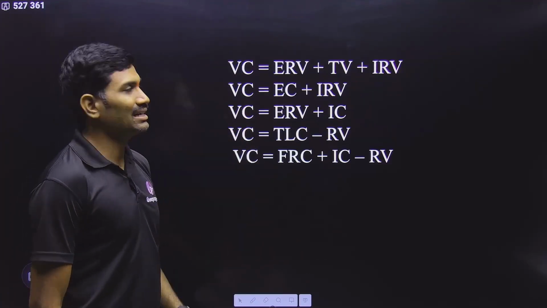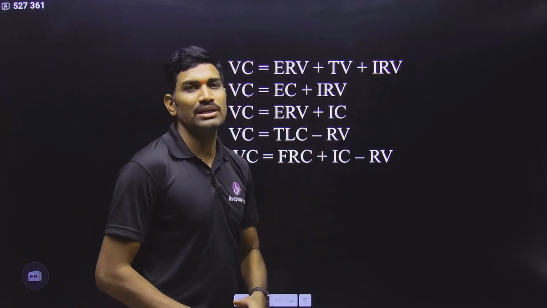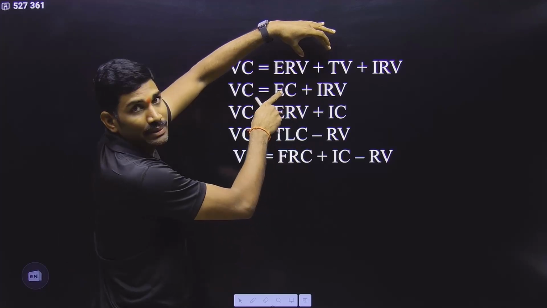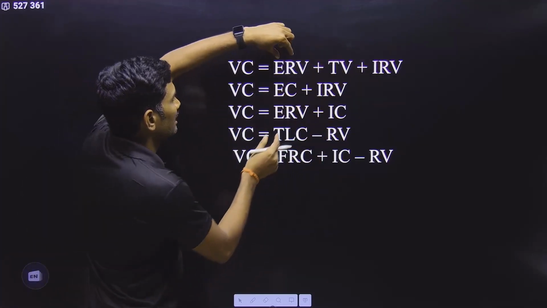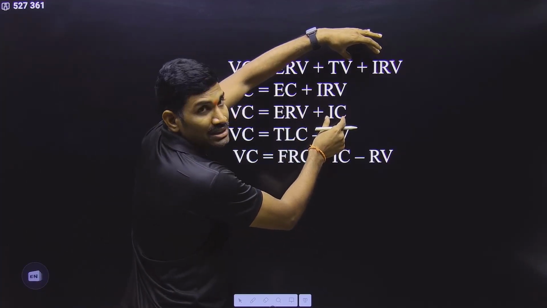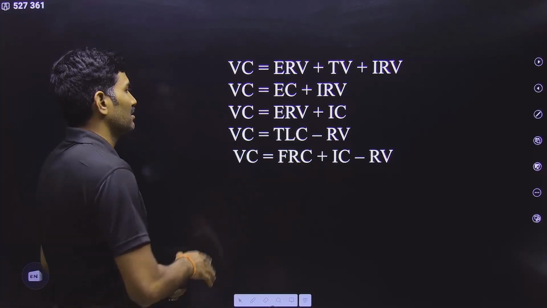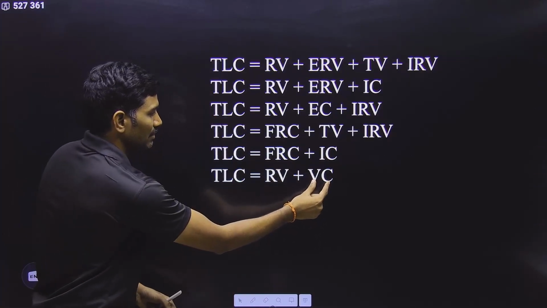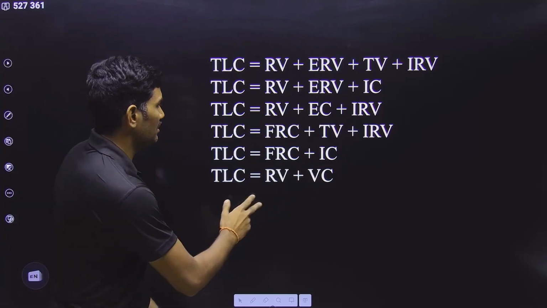Now let us see for vital capacity. What is vital capacity? Expiratory reserve volume plus tidal volume plus inspiratory reserve volume. Now, expiratory reserve volume plus tidal volume is expiratory capacity, and this inspiratory reserve volume as it is we are writing. Next one, expiratory reserve volume as it is we are writing, and tidal volume plus inspiratory reserve volume is inspiratory capacity. So like this also you can write it. Or else vital capacity here. How you can write vital capacity? Total lung capacity minus residual volume. Like this also you can write it.